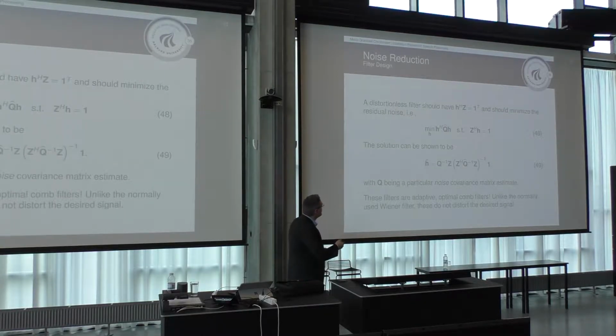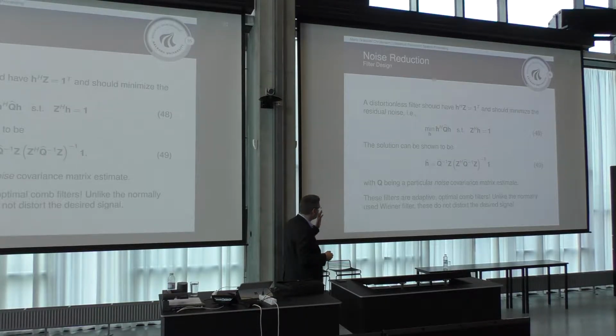And again, the optimization has the same form as before, but now we have the covariance matrix of the noise in here. We'd like to minimize that, and we'd like to guarantee that the harmonics pass undistorted. And it has this solution here, and in this case, this Q here is a particular noise covariance matrix estimate. I'll return to that in a second.